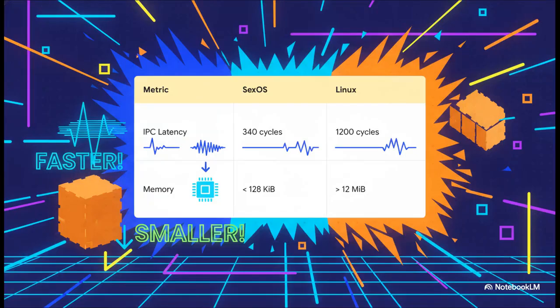Let's ground this dense computer science for a second with some absolutely jaw-dropping performance metrics. Look at this. Communication latency drops from 1,200 cycles in a standard Linux baseline down to just 340 cycles in Saasos. And the memory footprint? It plummets from over 12 megabytes down to less than 128 kilobytes. The entire system is fundamentally 96 times smaller and 3.5 times faster.